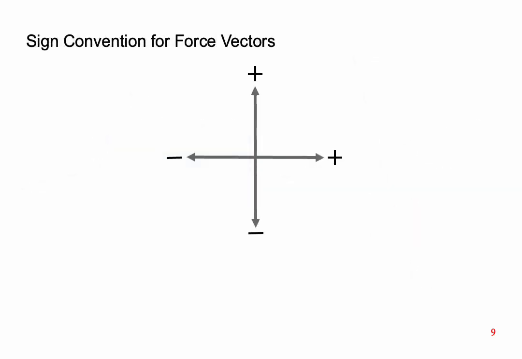The last important point in this chapter is the sign convention. In this textbook and in most other statics textbooks, forces acting upwards and to the right are positive, while forces acting downwards and to the left are negative.